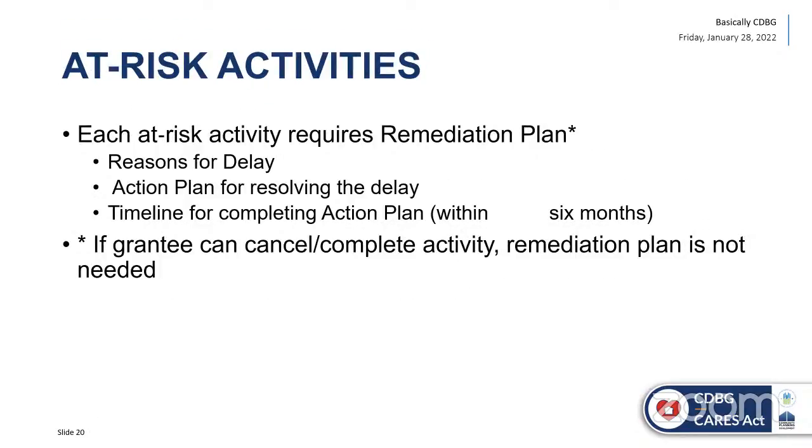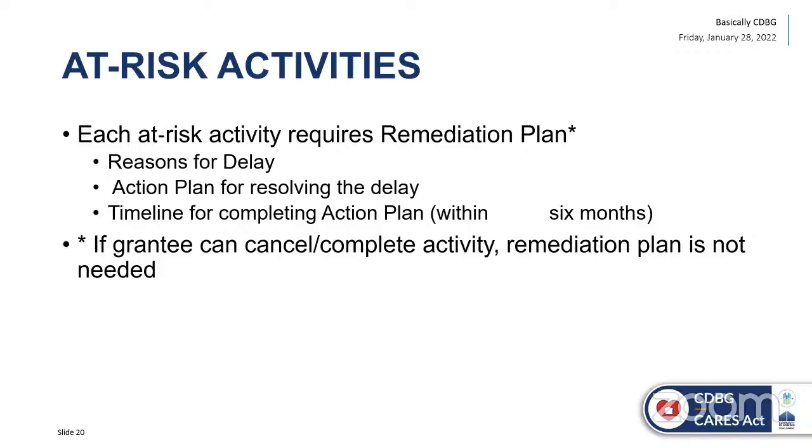So each at-risk activity requires a remediation plan. And again, if it's just a warning message and it's not an active flag, then you don't have to do a remediation plan. You can just either do a drawdown if that's needed, or enter accomplishments if that can be done, or perhaps the activity can be completed, and that's fine. If you complete an activity, then it will disappear as well from the warning message. But once it becomes active, then you do enter a remediation plan.